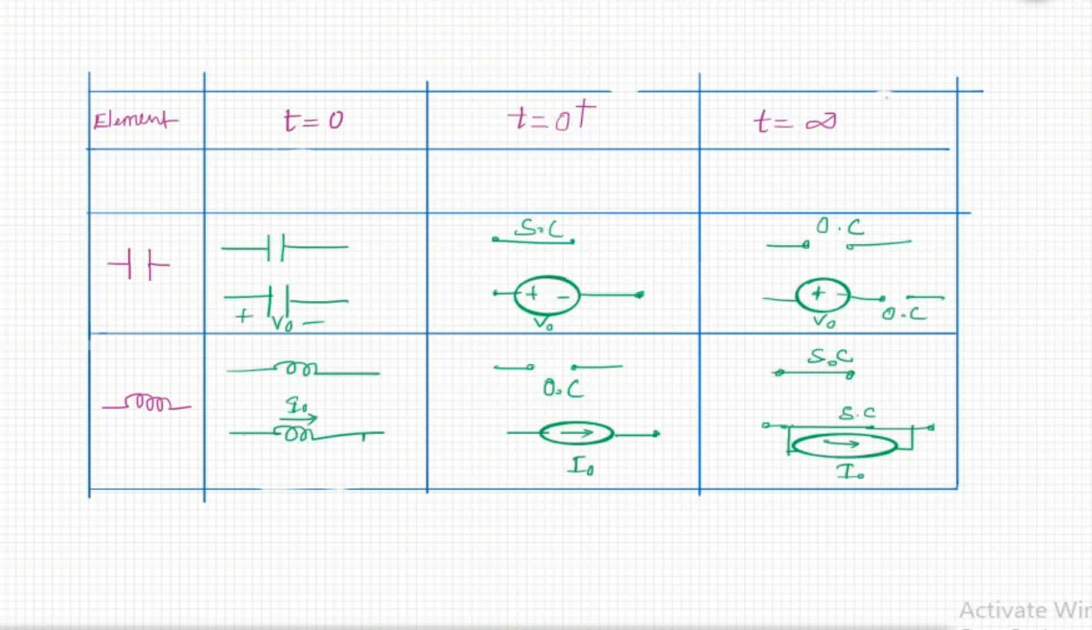Here we have inductors and capacitors. These are the two important things to be considered because they are energy storage elements. Here we have a capacitor and here we have an inductor. Let us see what is happening here for t equal to 0, t equal to 0 plus and t equal to infinity. T equal to infinity is the steady state condition.